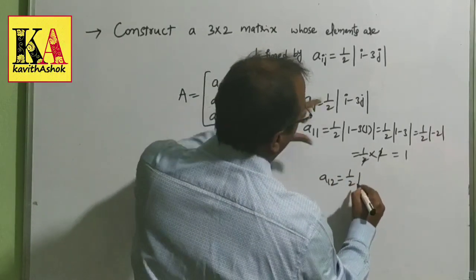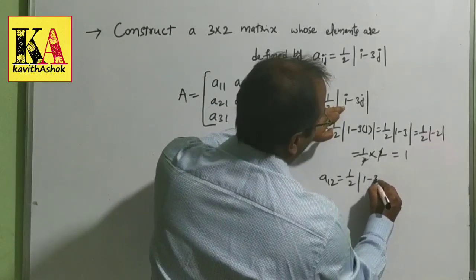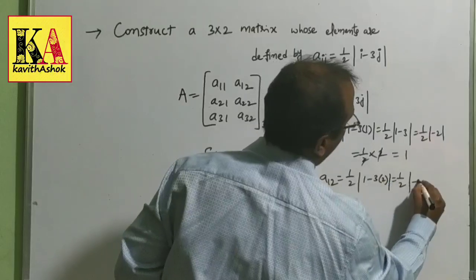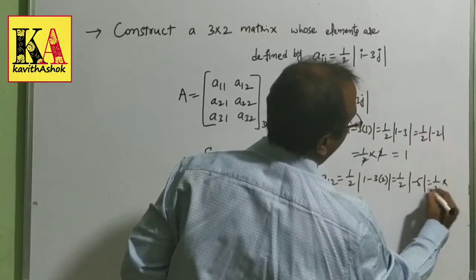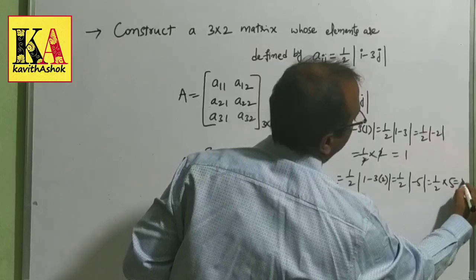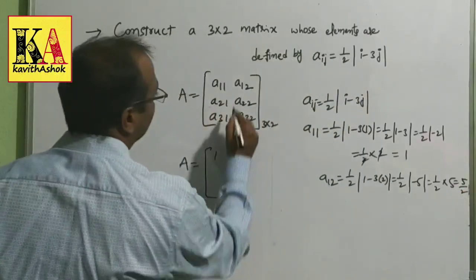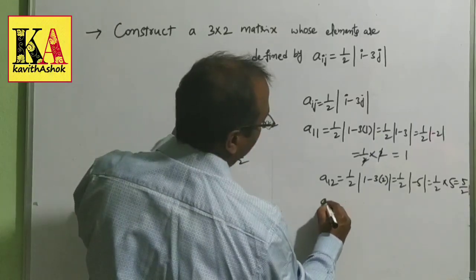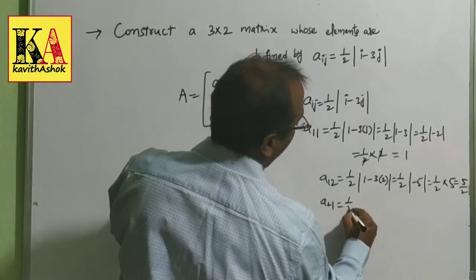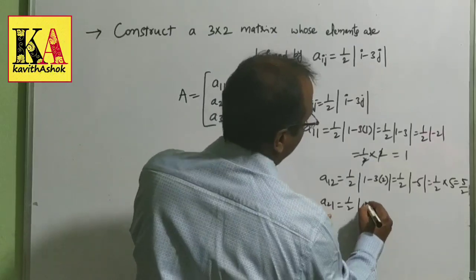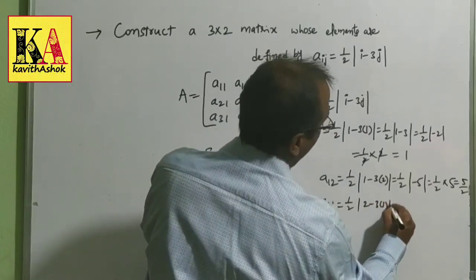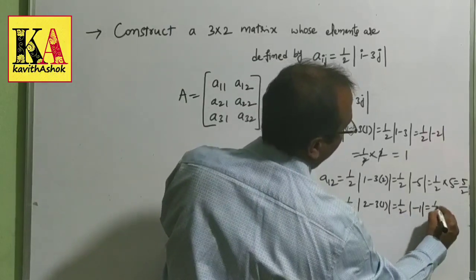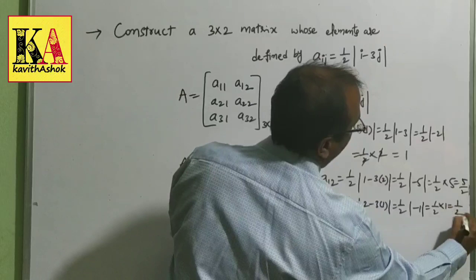Half of mod 1 minus 3 into 2. So half of 1 minus 6, this is mod minus 5. So 1 by 2. Mod minus 5 is nothing but 5. This is nothing but 5 by 2. So a12 value is 5 by 2. Next, a21. Half of, i value is 2, j value is 1. So 2 minus 3 into 1. Half of 2 minus 3 is minus 1. This is equal to 1 by 2 into 1. This is equal to 1 by 2.